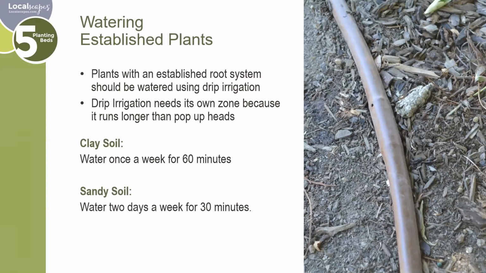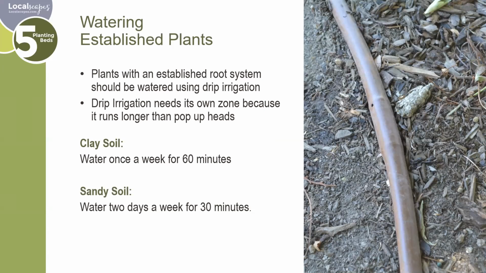Again, watering established plants you'll want to do with drip irrigation. And it needs its own zone, right? So it runs longer than your pop-up head. So the times are going to be different. So you just want them to be on different zones so that the timing can be correct for what you need, depending on what you're watering, right? And then it's going to be different for your different soil types also.